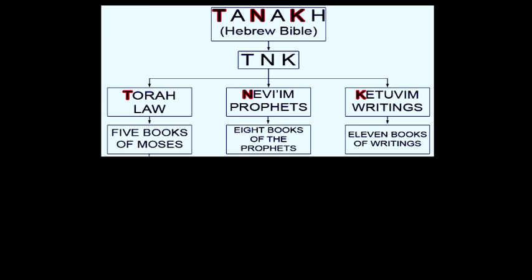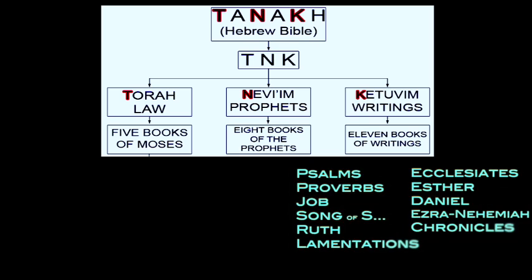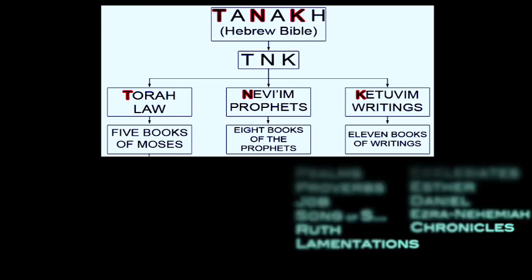The third section is the Ketuvim, the writings. It has 11 books, and the first book is Psalms. That's why Jesus called it the Psalms, because it's the first book in that section, and therefore it was often called that. After this is Proverbs, Job, Song of Solomon, or Song of Songs, Ruth, Lamentations, Ecclesiastes, Esther, Daniel, Ezra, Nehemiah, and Chronicles.